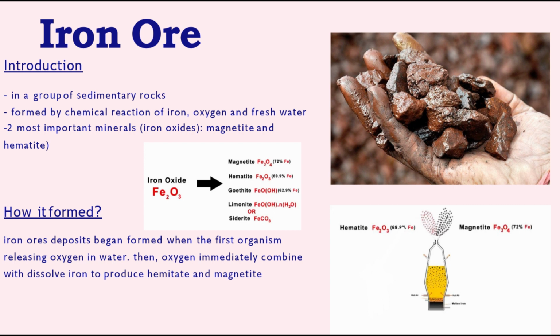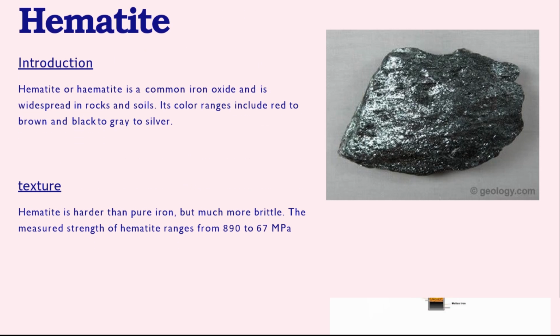How was it formed? Iron ore deposits began when the first organisms released oxygen in water, and then the oxygen immediately combined with dissolved iron to produce hematite and magnetite. And that's all for iron ore. Next is hematite schist.